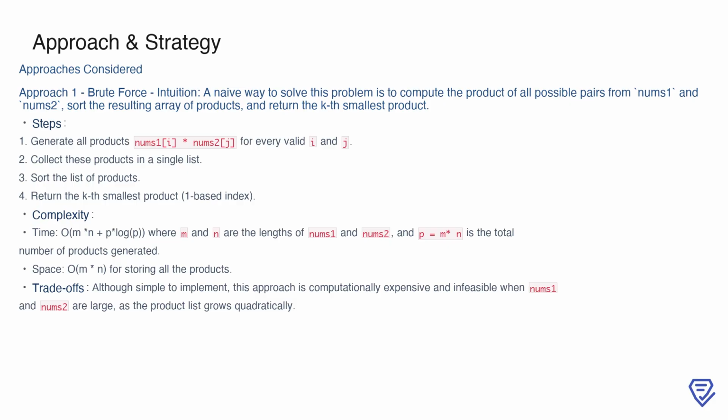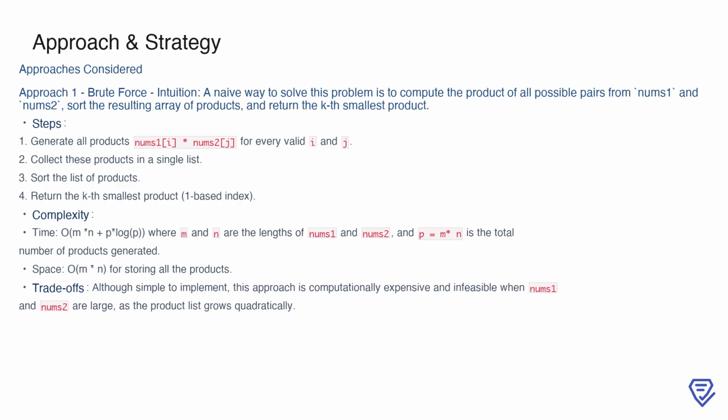While this method is intuitive and easy to implement, it comes with significant computational costs. Specifically, the time complexity is dominated by the product generation and sorting steps, making it m*n plus p*log p, where m and n are the lengths of the two arrays, and p is the total number of products generated, which is m*n.